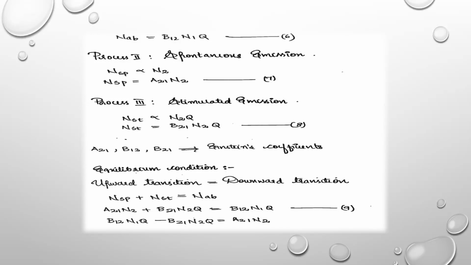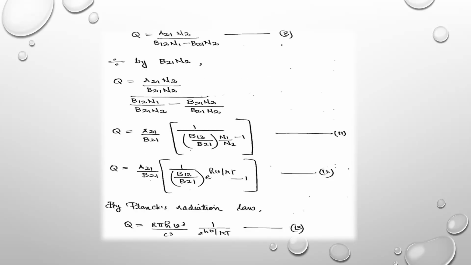Then by the equilibrium condition, upward transition is equal to downward transition. NSP plus NST is equal to NAB. By substituting the values of NSP, NST and NAB, we get A21 N2 plus B21 N2 Q is equal to B12 N1 Q. So B12 N1 Q minus B21 N2 Q is equal to A21 N2. Then Q is equal to A21 N2 by B12 N1 minus B21 N2.